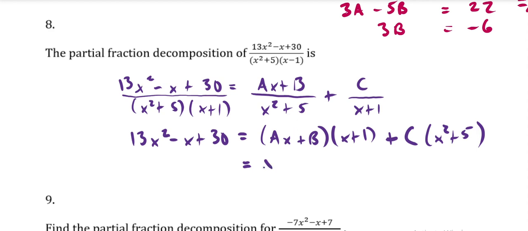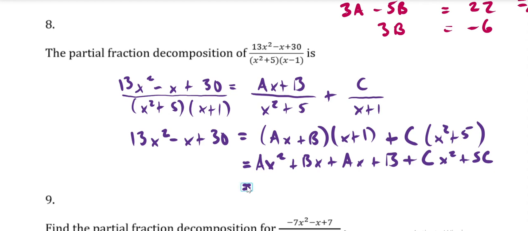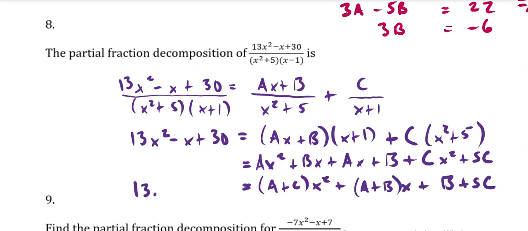Foiling, we would wind up with ax squared plus bx plus ax plus b plus c times x squared plus 5. And regrouping my like terms, we wind up with (a plus c)x squared plus (a plus b)x plus b plus 5c. And this is all equal to 13x squared minus x plus 30.